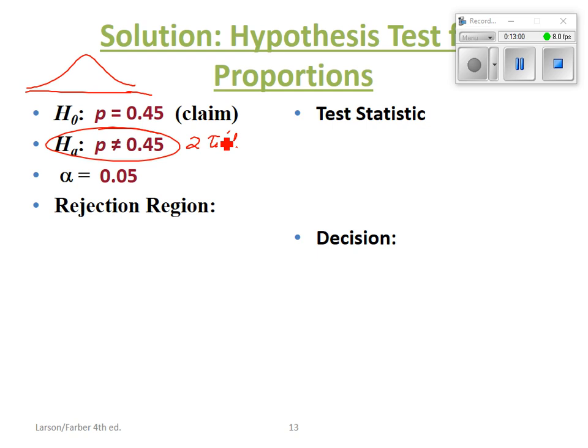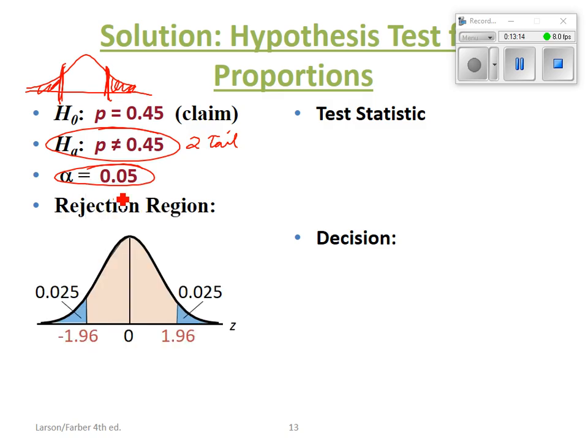We go to the little chart on our graph, and we're going to find these two numbers. We look under two-tailed, and alpha is 0.05. And we get negative 1.96 and 1.96. These two numbers come from the little chart on the front page.